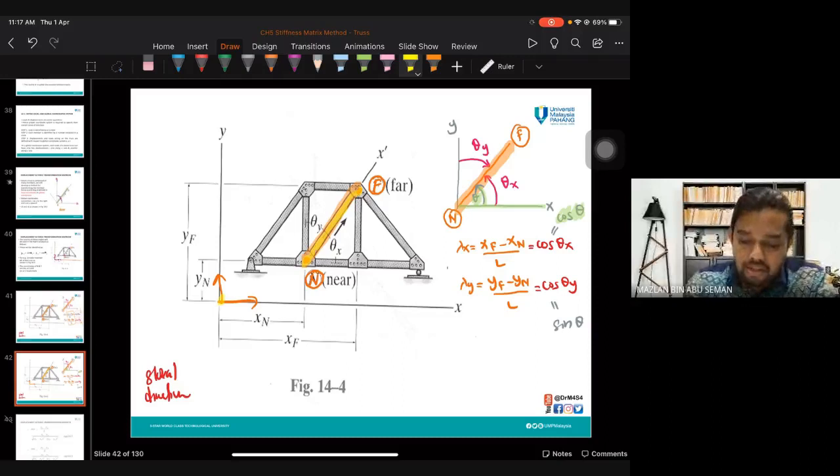Okay? Can you see? This is your global direction. So this is near, this is far, for all nodes. For example, if we take this member, this one is near, this one is far. Okay, clear?